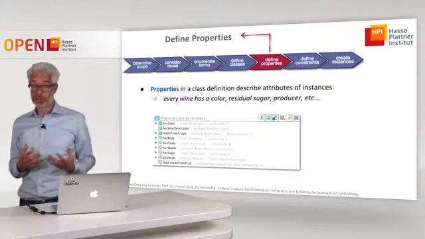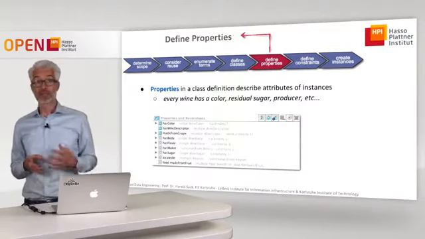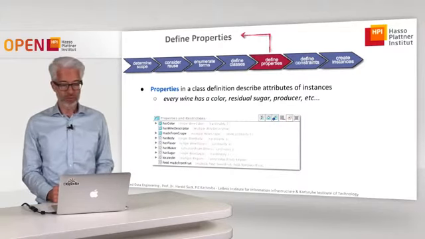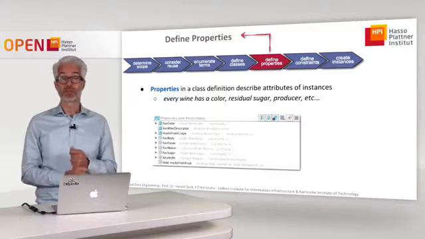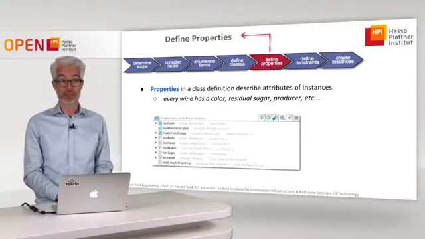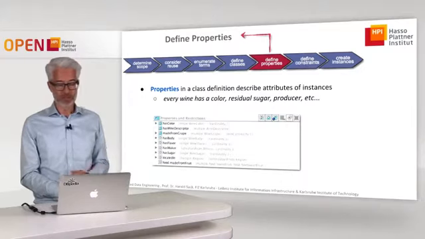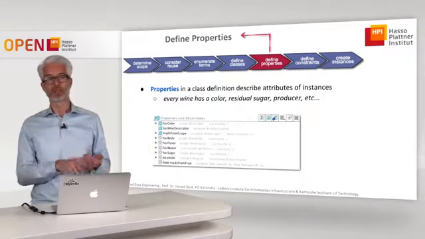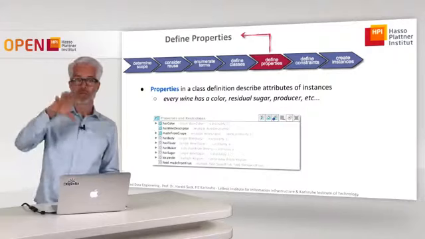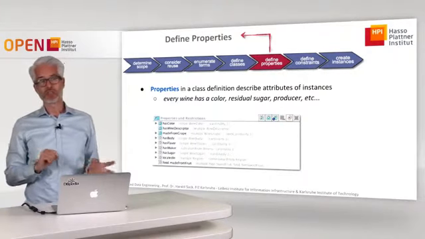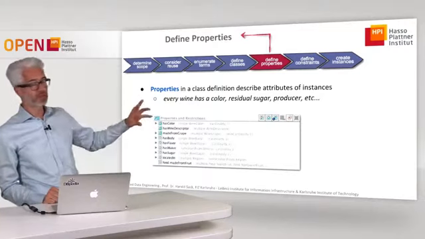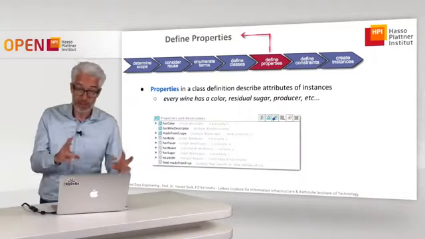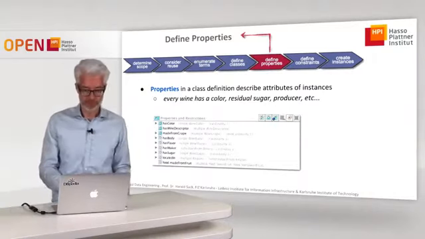Okay, next point. We have the classes. Now let's define the properties. So how are the classes related with each other? So I do the property definitions. First, I look, for example, what kind of attributes these classes should have. So what's the color of the wine? Every wine should have a color, every wine should have an amount of residual sugar, every wine should have a producer, and so on. So what I do now is I simply state what the relations between my classes are and with which properties each class should be characterized.